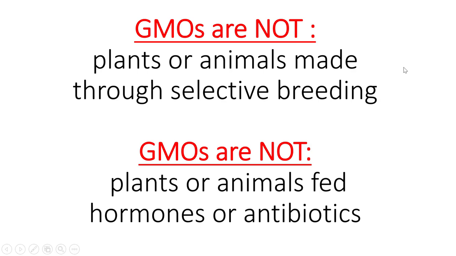So if you know people that don't want to eat meat where the animals were fed antibiotics or hormones, and they say, well, that's all GMO. Well, that's not GMO. That's a different situation, okay, and a different problem to consider. But that's not what GMOs are. And GMOs are also not selective breeding, which, by the way, is how farming works.